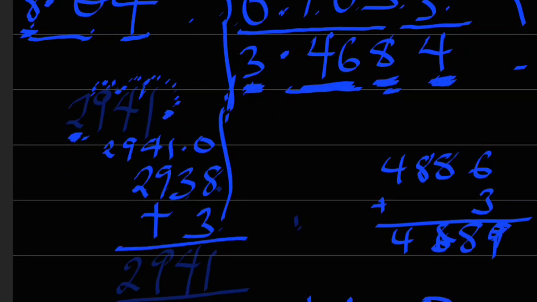Add up with that difference. 8 plus 3, 11, write down 1, carry 1. 3 plus 1, 4, and here is your 9, and here is your 2. 2941. So the final thing is now you make use of this 3.